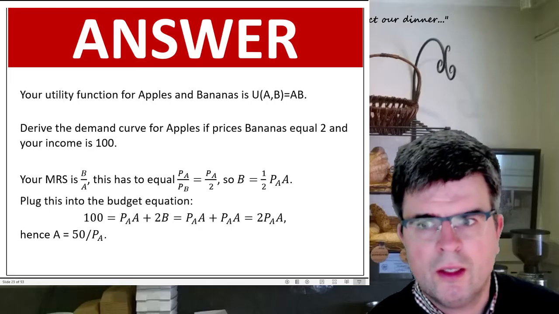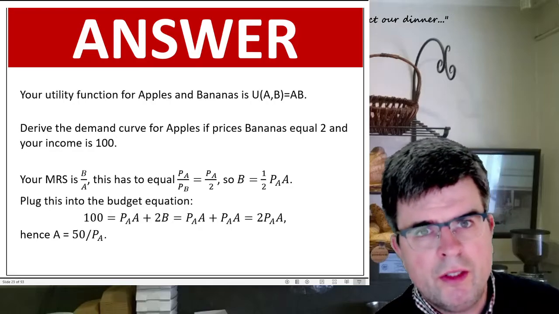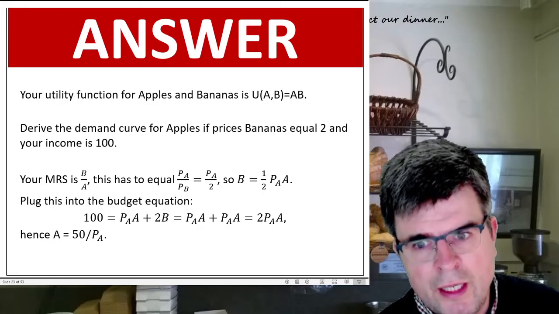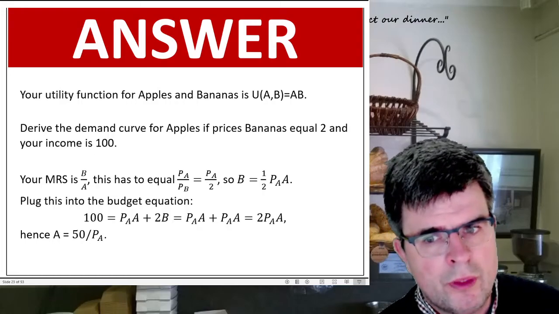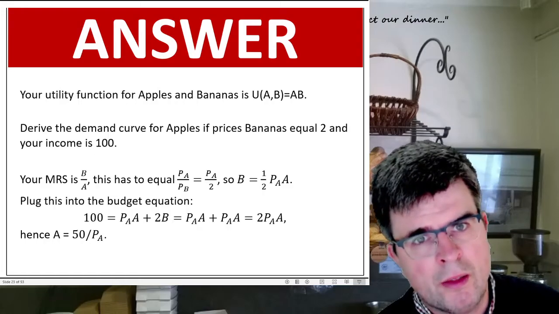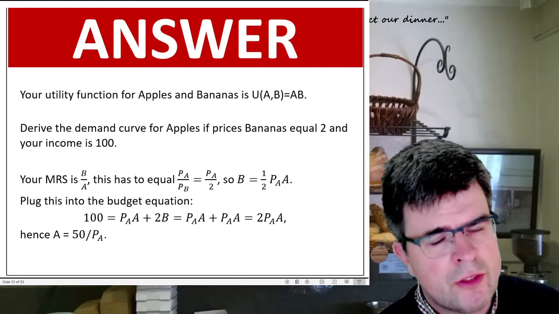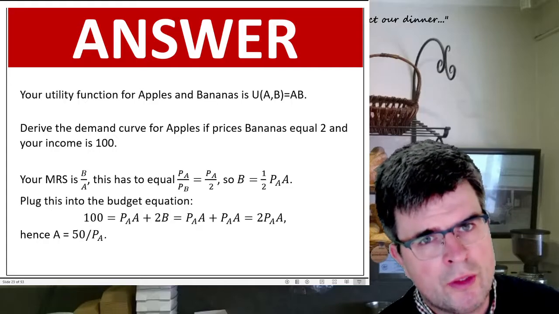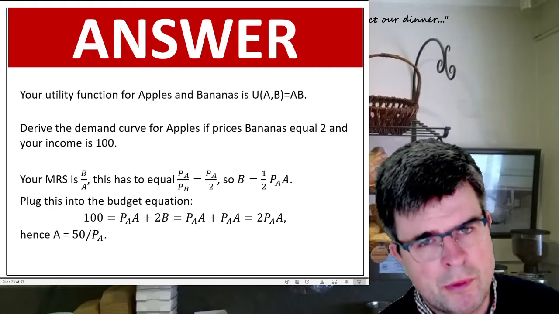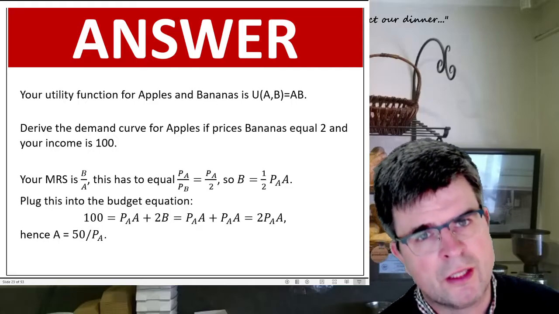Now, here's the answer. We already know that the marginal rate of substitution of this utility function is b over a. And this has to equal at the optimal point the price ratio PA over PB. We're interested in how our quantity demanded of apples changes with the price of apples. So we keep the price of bananas fixed at 2.